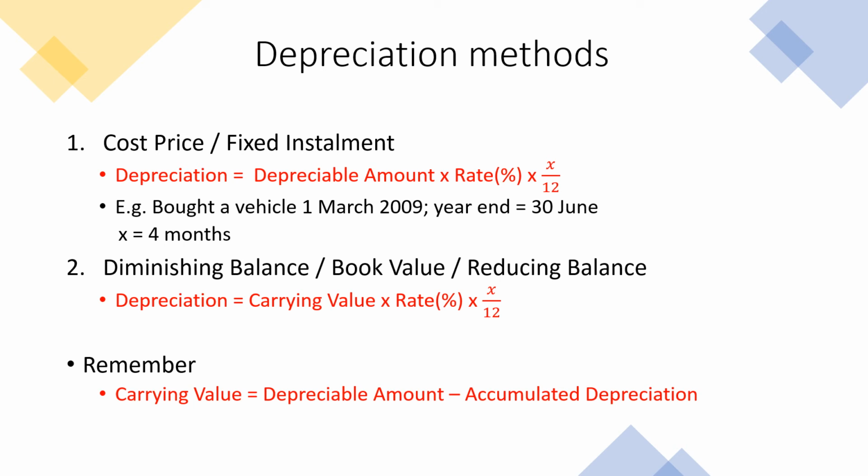Looking at the second method, we call it the diminishing balance method, or the book value method, or the reducing balance method, where the calculation is depreciation is equal to carrying value times the percentage times X over 12, where X is the months. Always remember that carrying value is equal to your depreciable amount minus any accumulated depreciation.